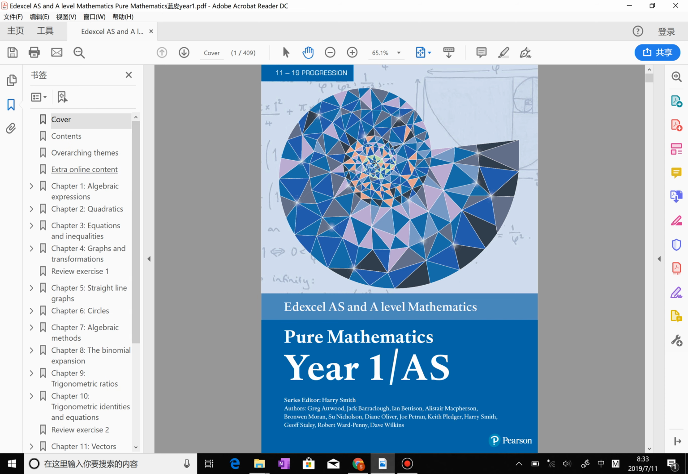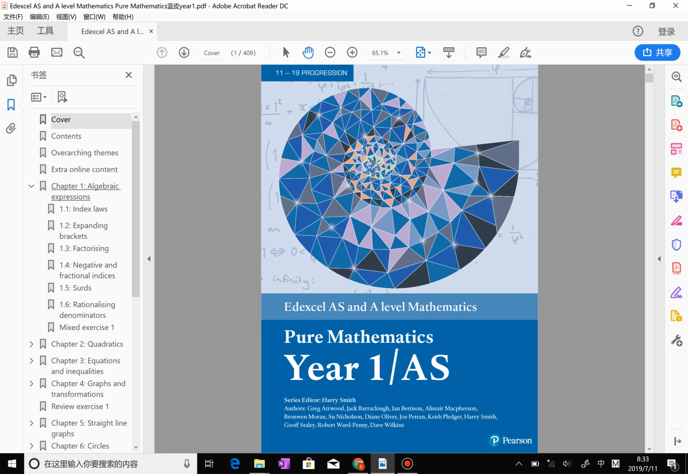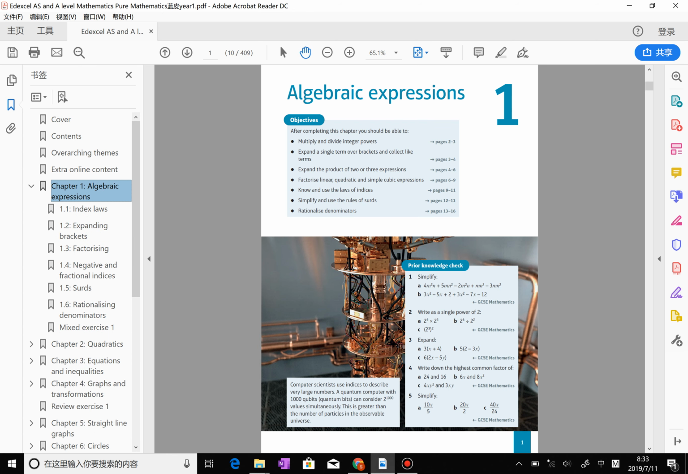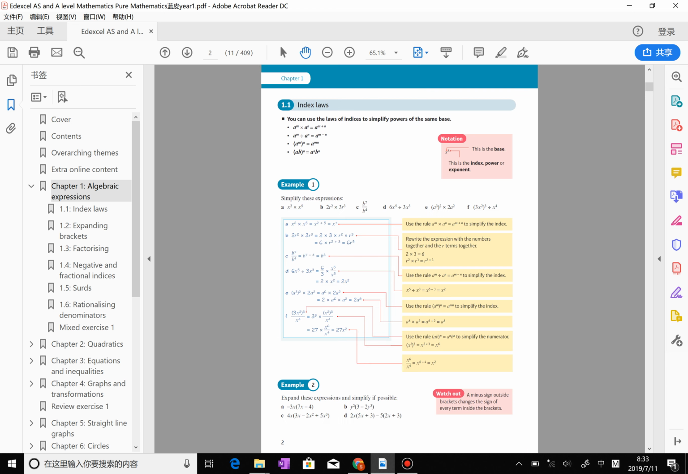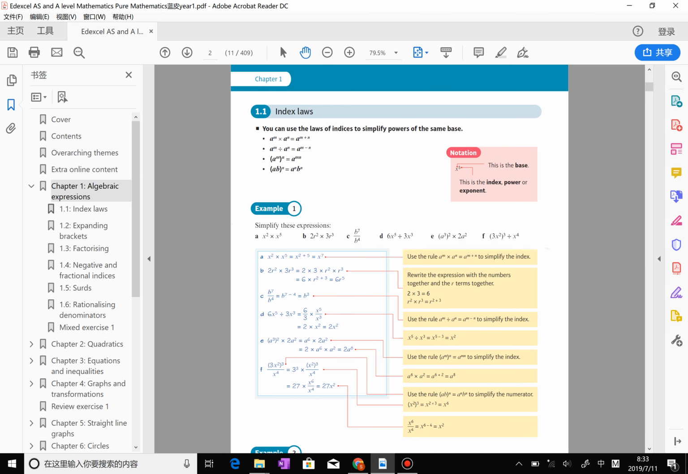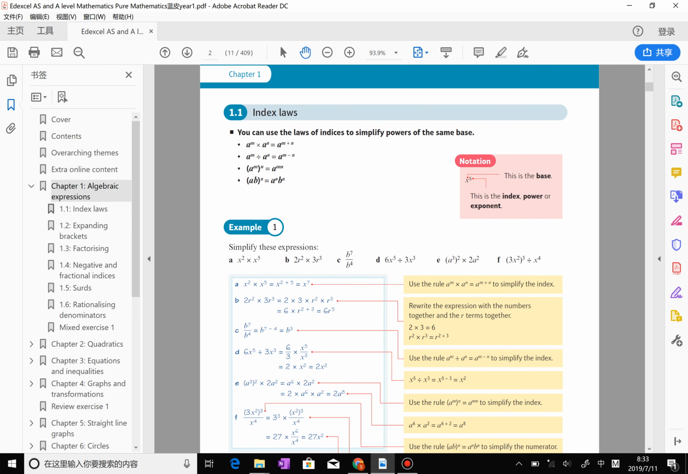Okay, so we're going to go to chapter 1, algebraic expressions. This is basically what you have learned from GCSE maths, and some of you may have taken additional maths. Alright, so let's go through it. For 1.1, that is index laws that you need to know how to calculate.